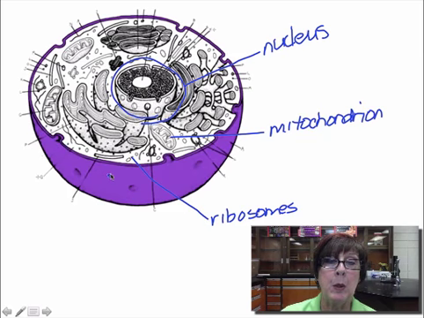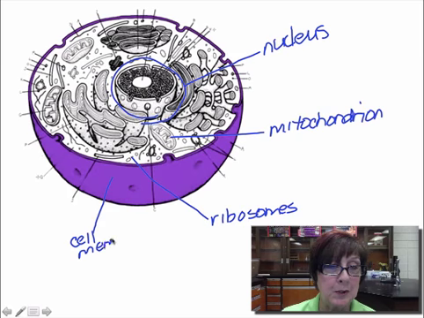What about the purple outer covering of this cell? What is that called? That is the cell membrane. That's important for determining which substances can go in and out of the cell.